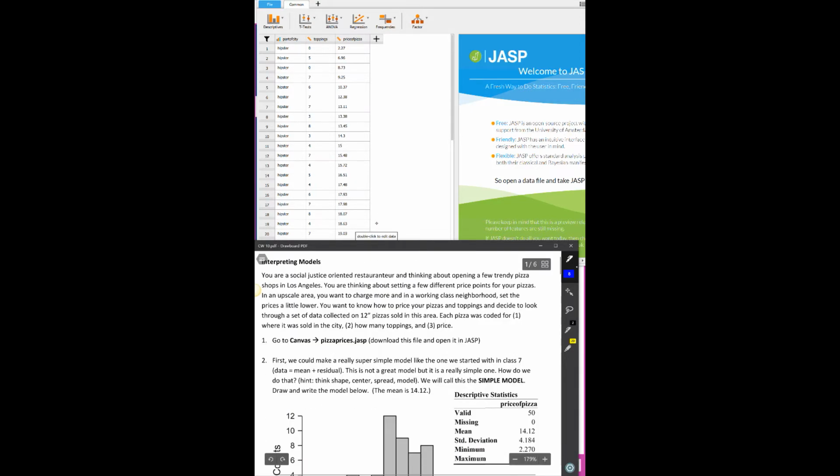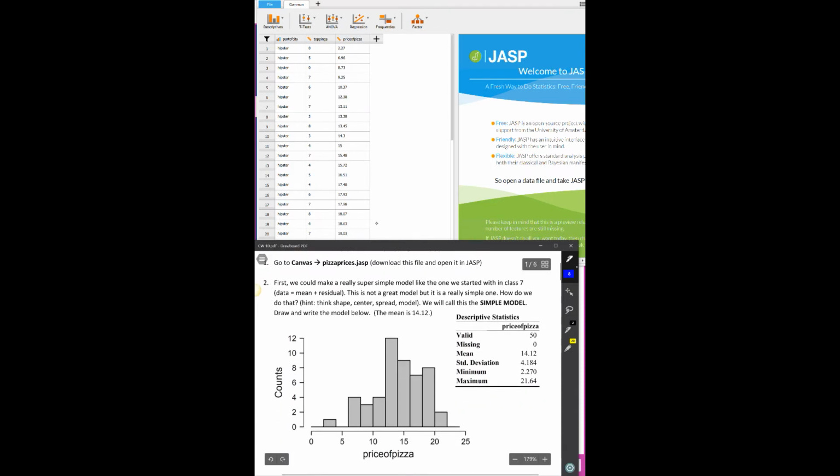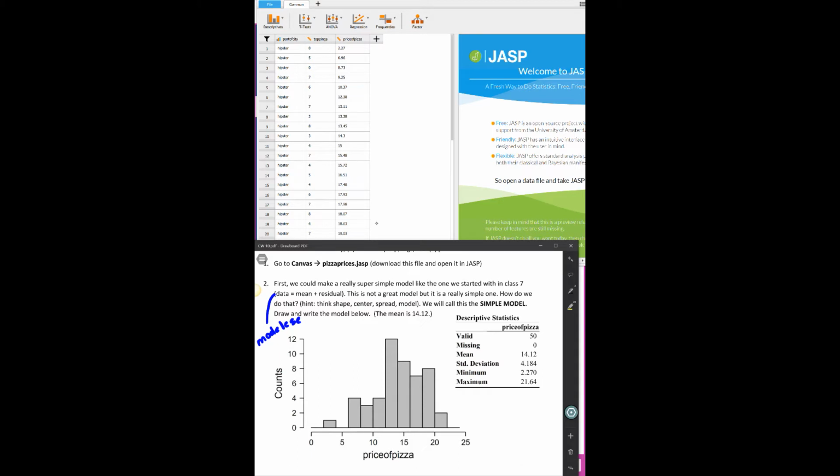Since you're interested in figuring out pricing, let's start by making a super simple model like the ones we did in classes 7 and 8 that will help us get an initial idea of what the price of pizzas looks like in this area. So our simple model is based off of this modelese, as I like to call it, or this model language that we've been using so far. The modelese says data equals mean plus residual, or as I prefer, the term error. This is not a great model, but it is a really simple one.